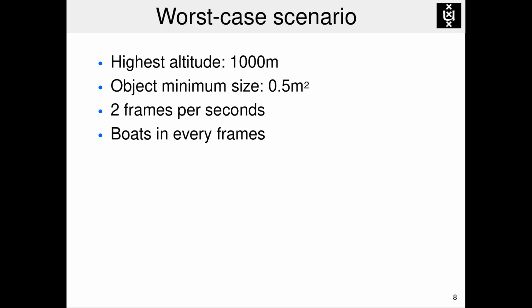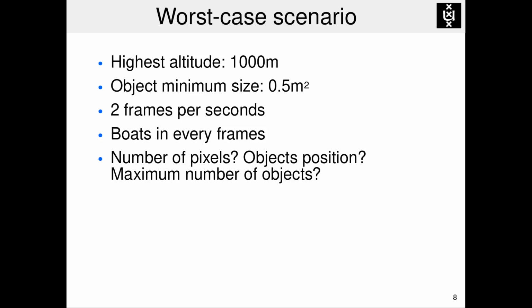The first step of our methodology is to identify the worst case execution time scenario. Looking at the specification of our industrial use case, we see that it can fly at 1,000 meters above ground and therefore detect objects with a minimum size of 0.5 square meter, at 2 frames per second, and we consider that there are boats in every frame for this worst case scenario.